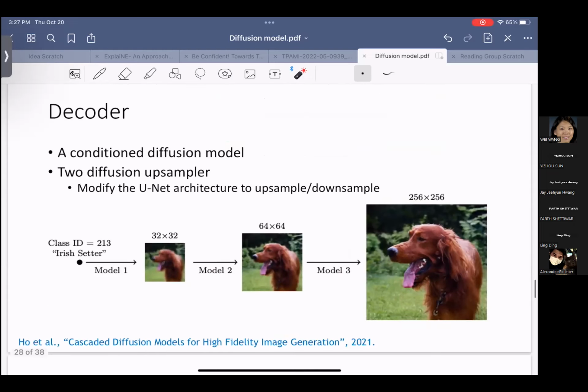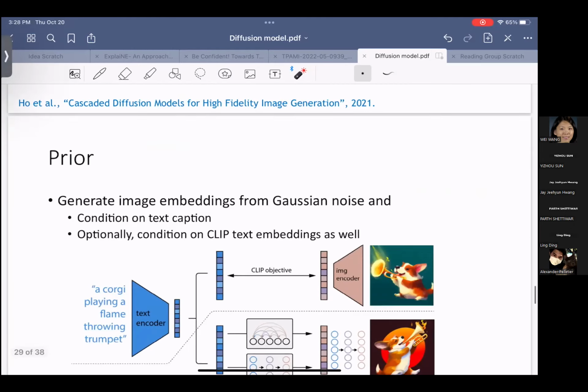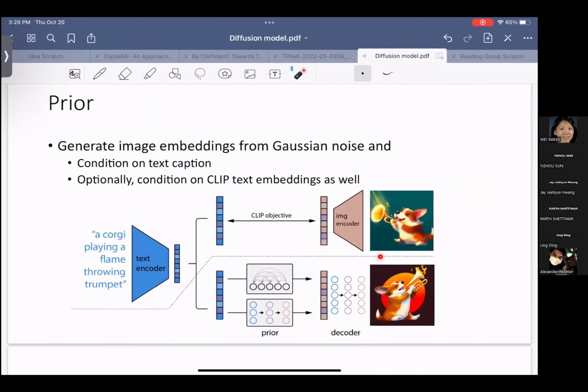Not too deep, but after that, once you get that small resolution image, you have two super resolution modules to make a larger image. I don't want to spend too much time talking about it, but you can read this paper, the cascade diffusion model, and it tells you how to use the UNet to achieve these two super resolution generation steps. That gives us the decoder part.